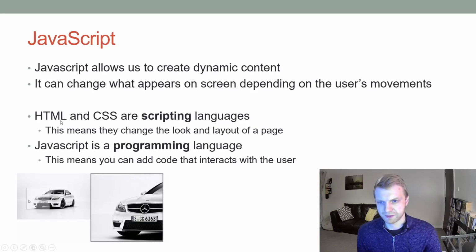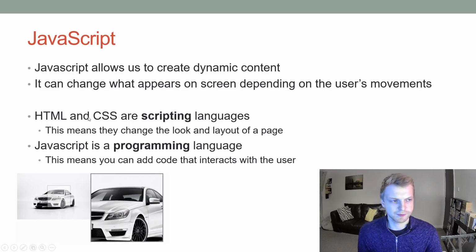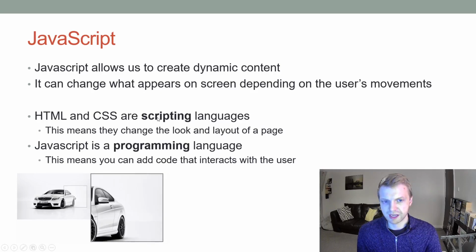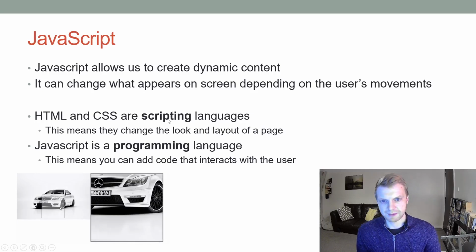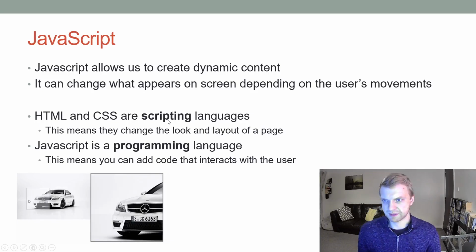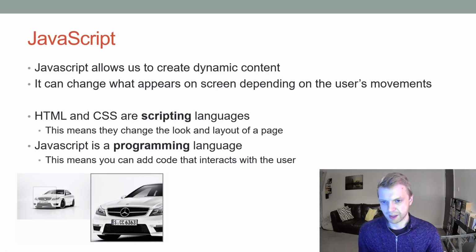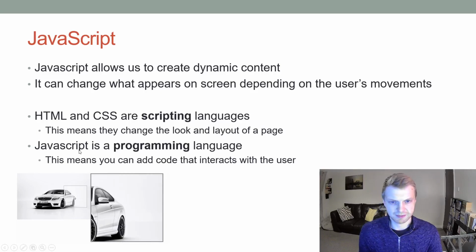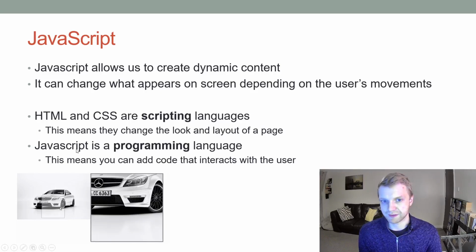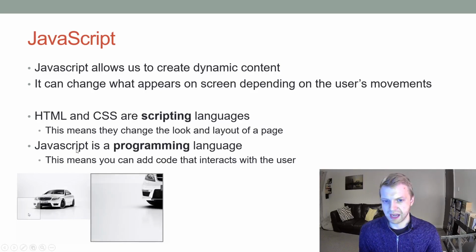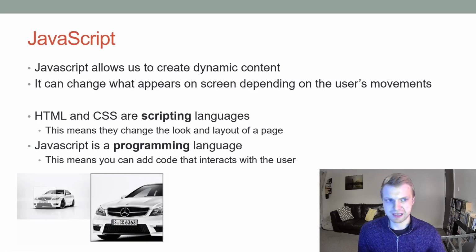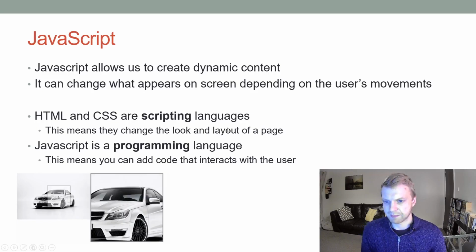Now this is a bit different from HTML and CSS. They're both known as scripting languages, because that's the term you use to describe something that just changes the look of something. Whereas JavaScript is actually closer to Python that we've been using to program with, where it does interactive things on your web page.